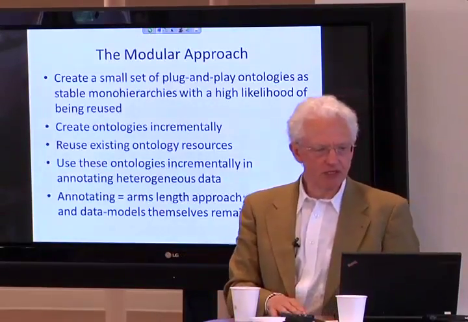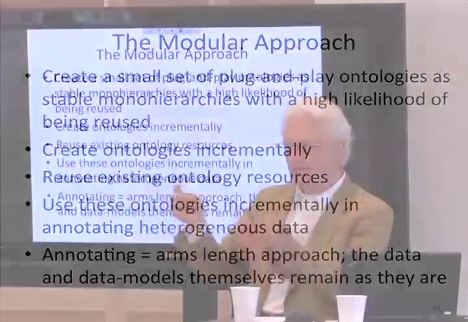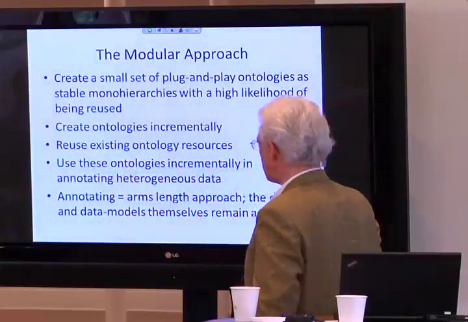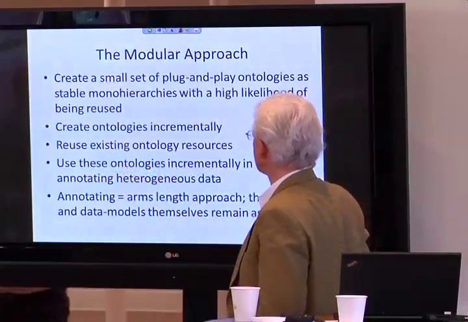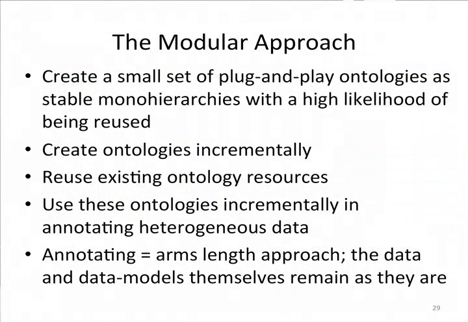And so the idea is we create plug-and-play ontology modules which have a high likelihood of being reused because everyone will know about them. And sometimes it's easy. Protein ontology is easy. Sometimes it's more difficult, as in the case of the Darwin core, where the domain is much more diffuse. Each ontology is created incrementally, and the suite grows incrementally. So we have the benefits of incrementality. We can reuse existing ontology resources.